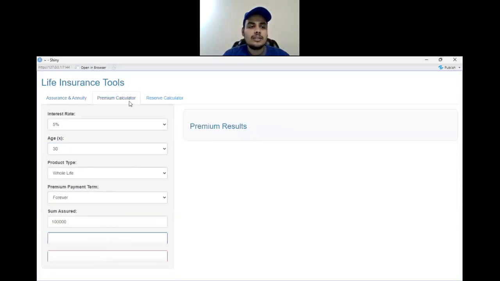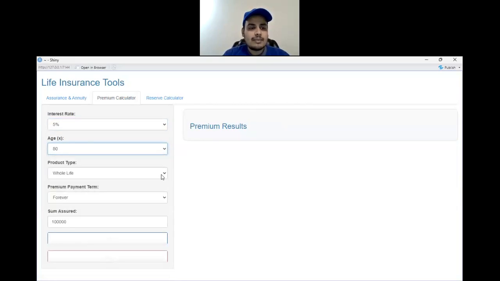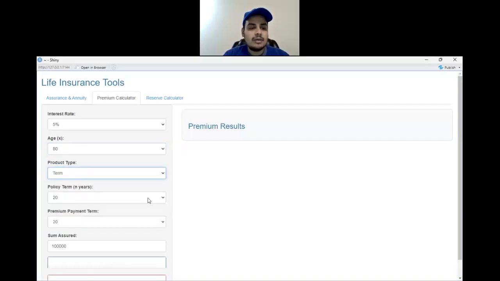Now moving on to the premium calculator. The premium calculator has interest rates ranging from 1% to 10%. The ages range from 20 years all the way to 80 years. We have product types: whole life, term, and endowment. For whole life, the premium payment terms are 4, 5, 10, 20, and forever. For term life, we have premium payment terms of 3 and policy terms of 3 categories: 5 years, 10 years, and 20 years.